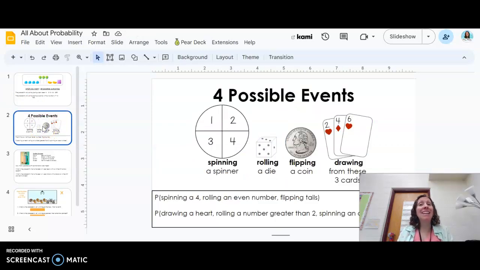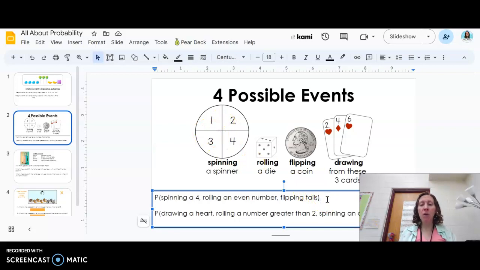All right, there's also something called independent probability, which is where more than one thing is happening, but they don't affect each other. All right, so let's say we are either spinning a spinner with just these 4 numbers, rolling a die, flipping a coin, or choosing from just these 3 cards. Okay, so we want the probability of 3 things happening. We want to spin the number 4, roll an even number, and then flip the coin and have it land on tails. Okay, so let's start with spinning a 4. 4 is one of the 4 numbers on the spinner, so that would be 1/4.